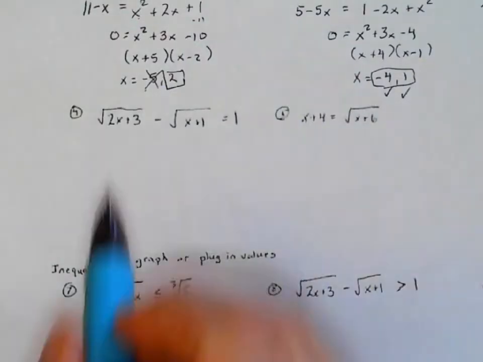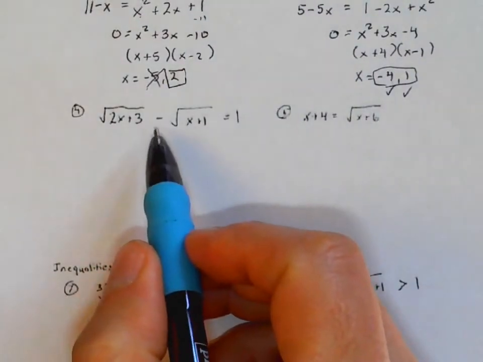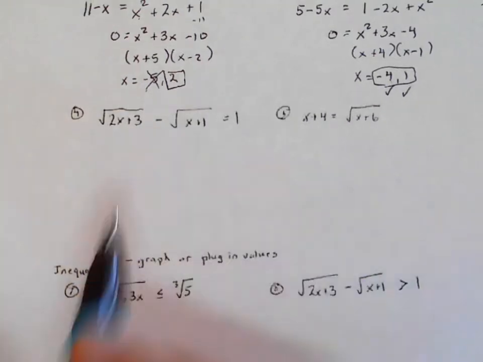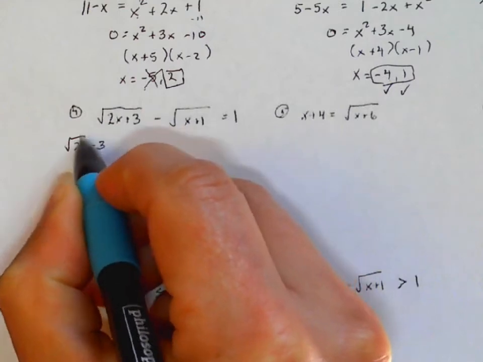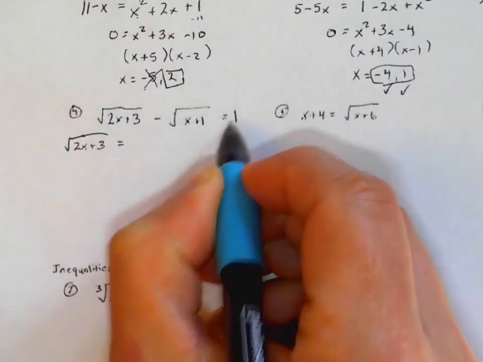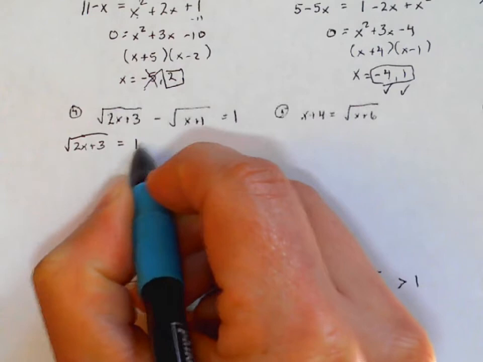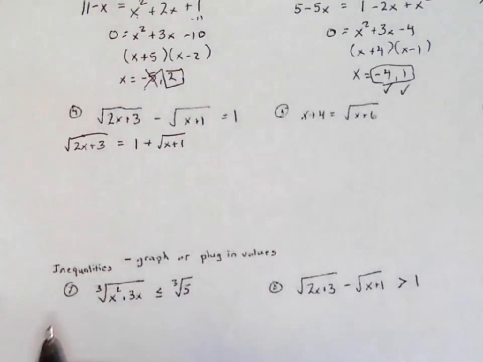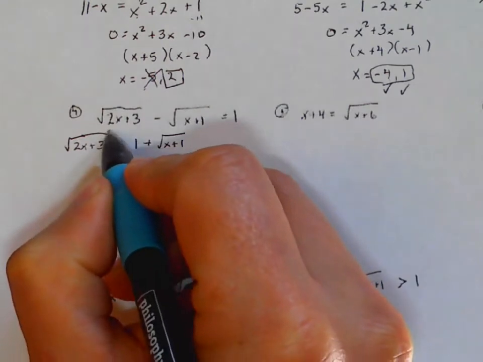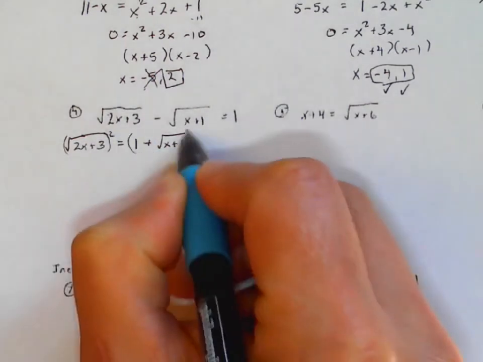So once again, we want to get this isolated over here. So square root of 2x plus 3, and I'm going to add this over to the other side. So this would be 1 plus the square root of x plus 1. Okay. Now I'm going to square both sides. So squaring this side and squaring this side.